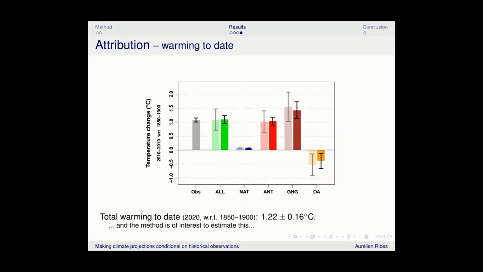I will not comment on this graph, just mention that this technique can also be used to implement attribution, again by extending the vector X. So it's a nice way to get a consistent constrained diagnosis of climate change, both in the past and the future, including contributions from individual forcings. And it could also be used to estimate the total warming to date. What we found, if we applied it to the year 2020 exactly, is a warming of already 1.22 degrees, which is higher than previous estimates.